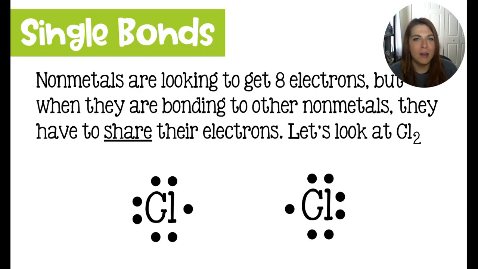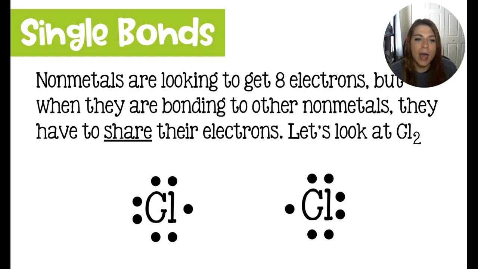You should remember that all elements on the periodic table are going to bond to get a full valence shell, which usually means 8 valence electrons. But when we have nonmetals going out looking for electrons, sometimes they will get those electrons from metals entirely. They get to keep them. And other times when they bond to nonmetals, they have to share.